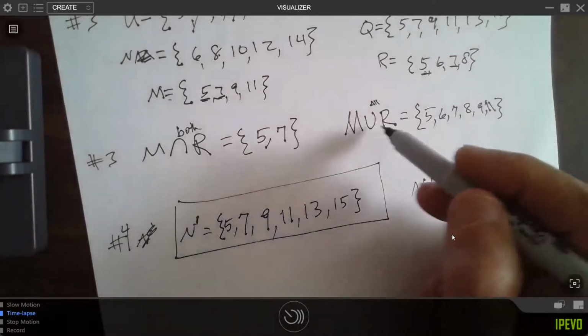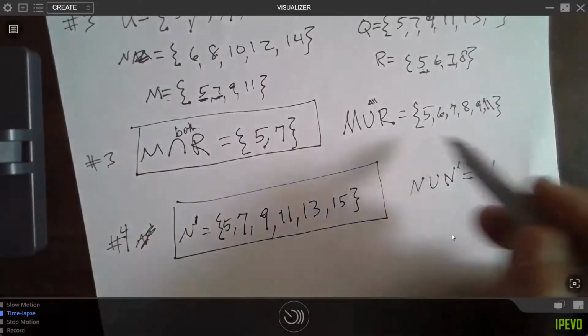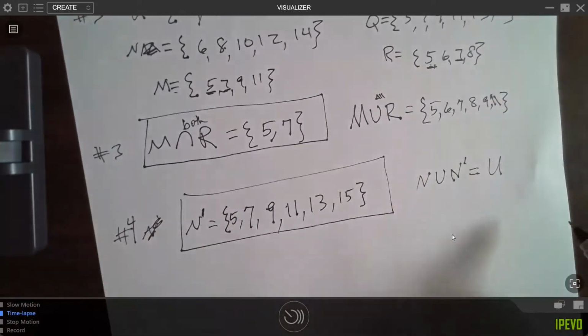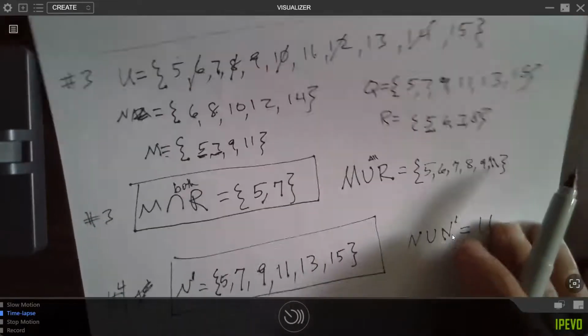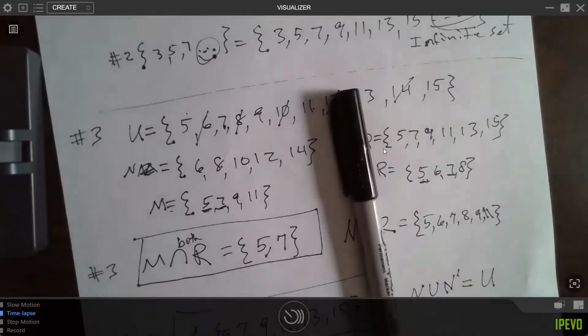Okay, and the intersection of set M and R, that's our answer for problem 3. And that's the end of this video. We're only going to do a couple of problems per each video.